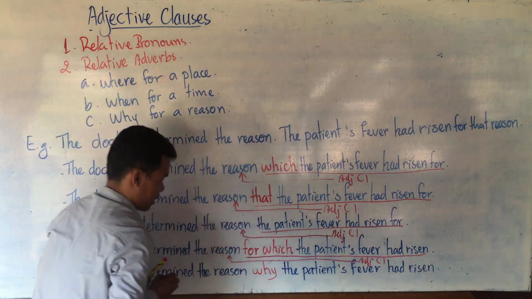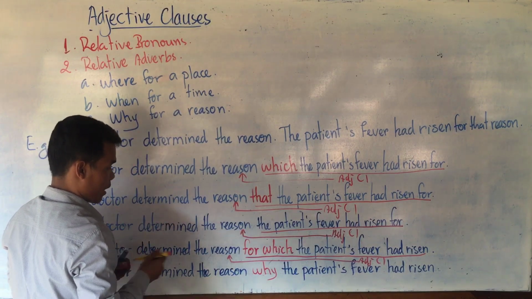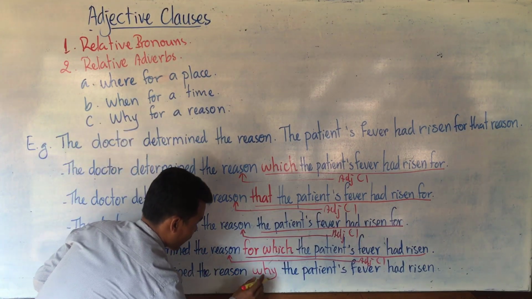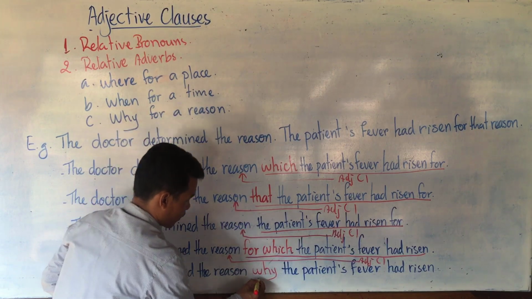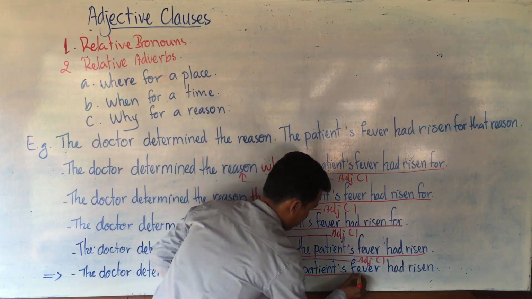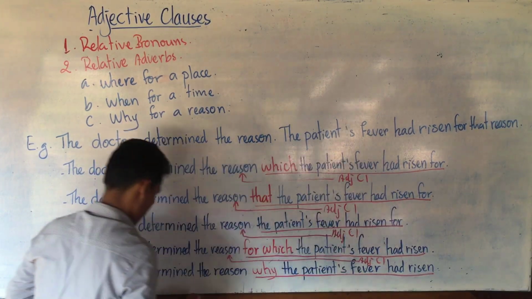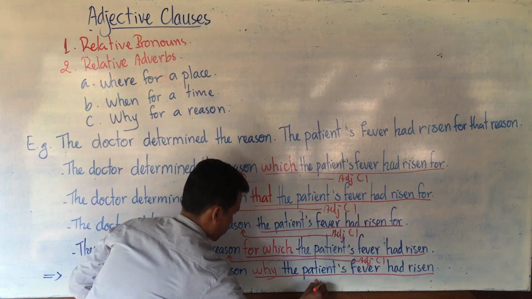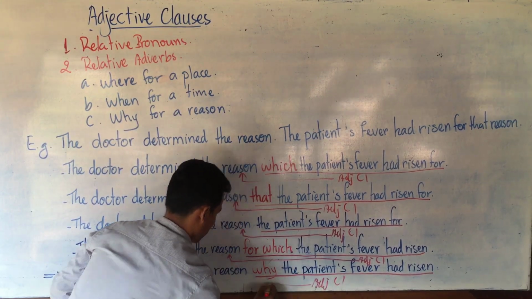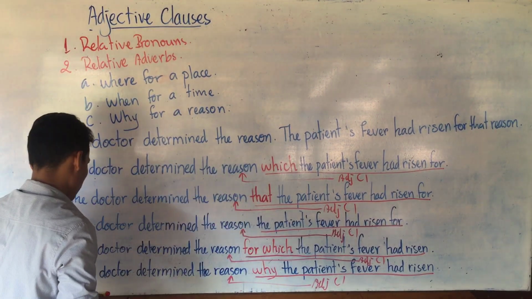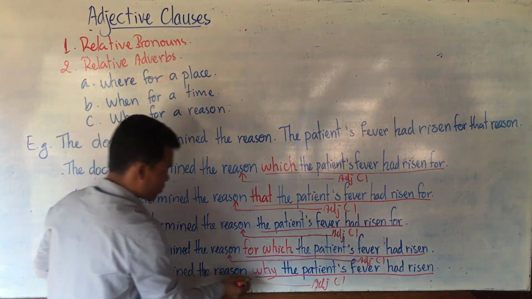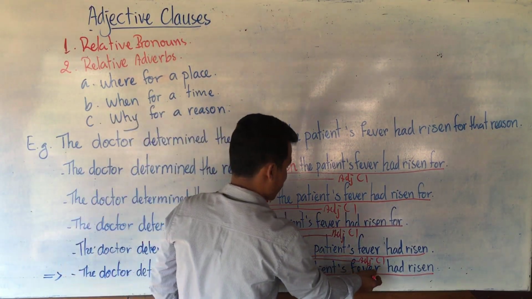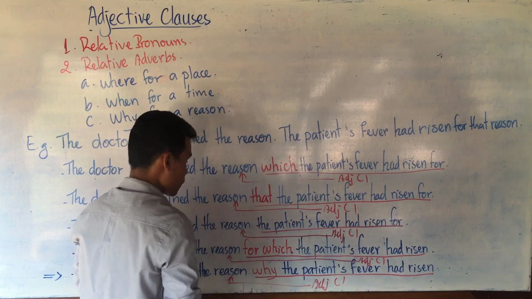So for which here, we can use one more: why. Why replaces for which. Then we can underline like this, the adjective clause or relative clause. The doctor determined the reason why the patient's fever had reason.